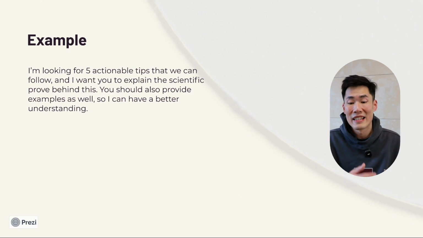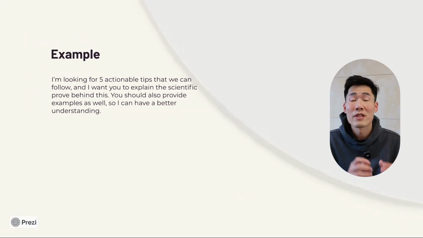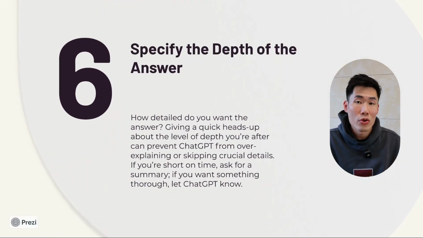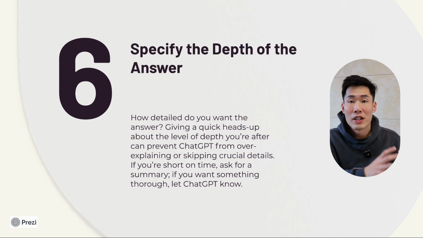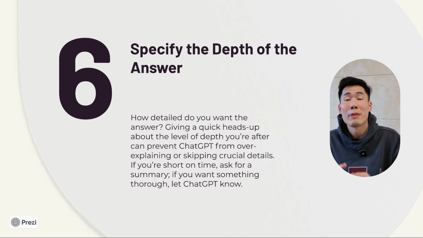You should also provide examples so that I can have a better understanding. Now, after setting clear expectations, we're going to the sixth step. Specify the depth of the answer. How detailed do you want your answer to be? In this case, we can prevent ChatGPT from over-explaining or skipping crucial details.